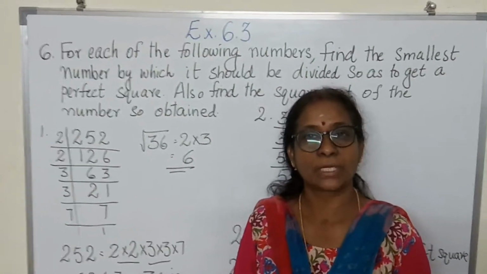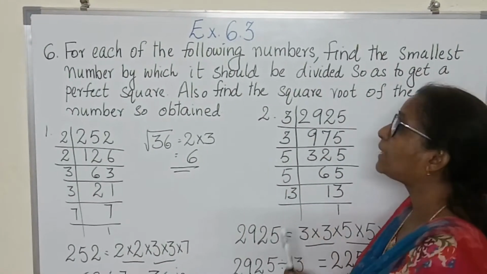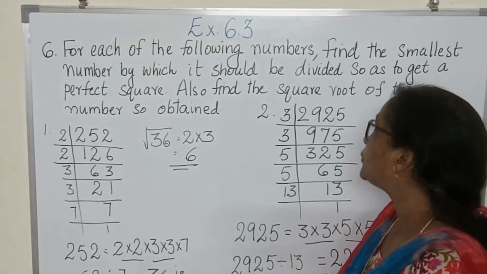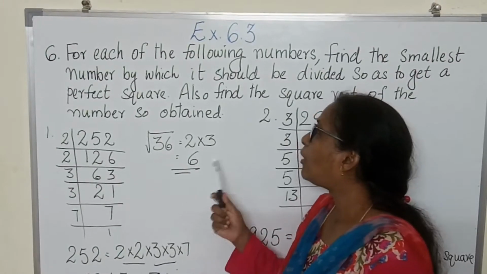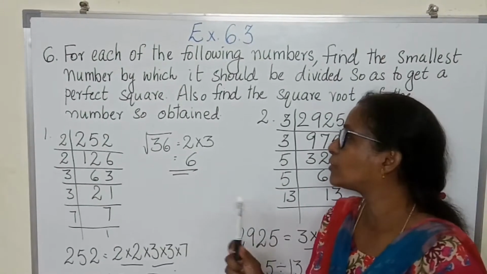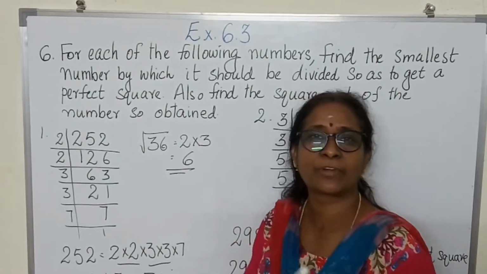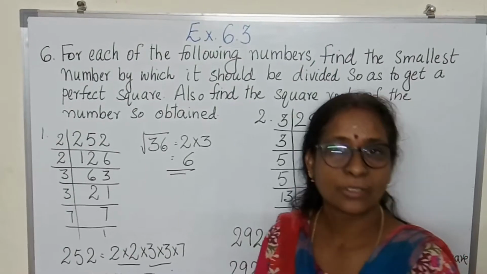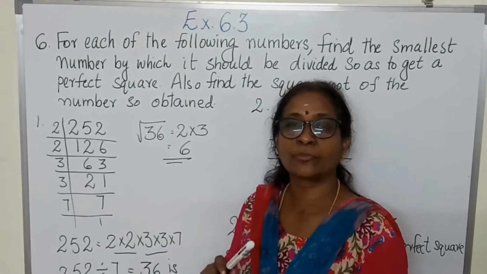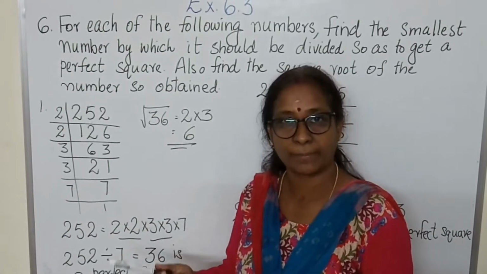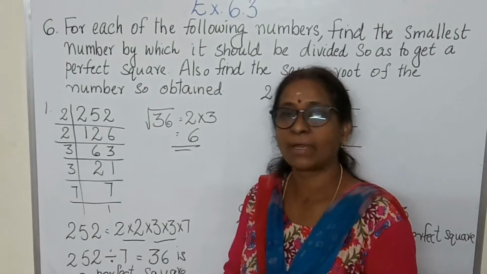Now let us see question number 6. For each of the following numbers, find the smallest number by which it should be divided so as to get a perfect square. Also find the square root of the number so obtained. There is a very slight difference between question number 5 and question number 6. What is the difference? In question number 5, it was to find by which number we need to multiply. And here, it is to find by which number we need to divide.